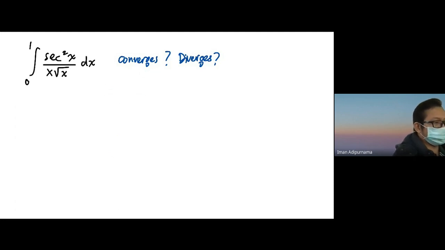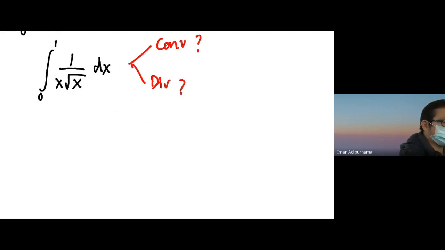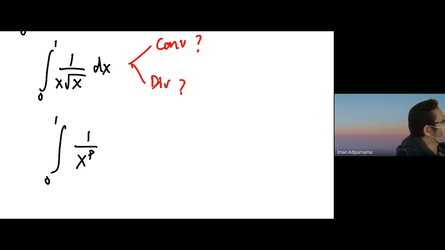So you need to do some calculations at least to find whether the integral from 0 to 1 of 1 over square root of x dx converges or diverges, right? In doing so, we can set up our integral from 0 to 1 with some arbitrary p. Okay, we can have p as any number.